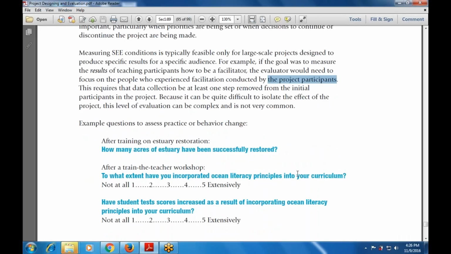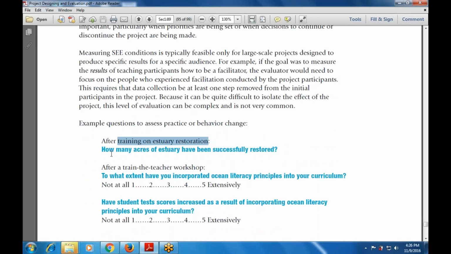Then what are the various example questions to assess the practice of the behavior change? After training on the estuary restoration, how many acres of the estuary have been successfully restored? So how many acres, that means what is the length? How many acres of this one have been successfully restored?